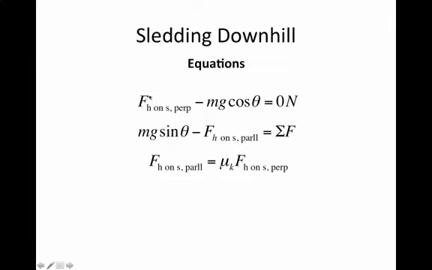Here, I can solve for this unknown by just moving this over to the other side, and I'm going to get that it is equal to mg cosine theta. I can then substitute this in here, and so I get that my friction force is mu k mg cosine theta, because that's what the normal force is equal to. Now I know what my friction force is, and I can substitute that into this equation here, and I'll know that my sum of the forces is equal to mg sine theta minus mu k mg cosine theta.